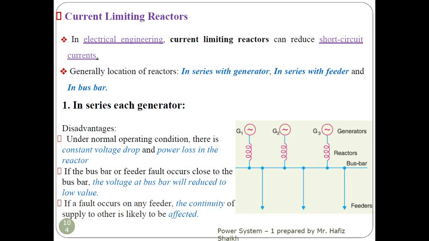Disadvantages, you can say: under normal operating condition there is constant voltage drop and power loss in the reactor. If a bus bar or feeder fault occurs close to the bus bar, the voltage at the bus bar will be reduced to a low value. If a fault occurs on any feeder, the continuity of supply to others is likely to be affected.